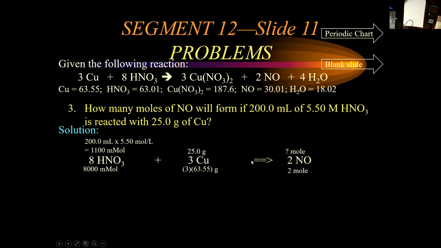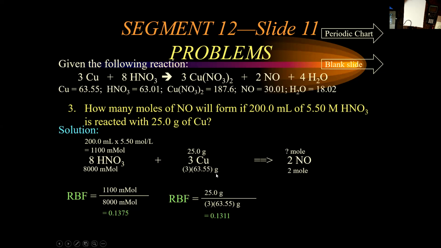So the setup is pretty straightforward and fairly simple when you do this. When you set it up like this, you can see what your rebalancing factors are. This number divided by this one is one of them. This number divided by this and this is the other one. And when I do the calculations, I get this rebalancing factor for the nitric acid part. If I do 25 divided by 3 and divided by 63.55, I get 0.1311, okay, which is smaller. There you go. This one is. So that's the limiting reagent rebalancing factor.